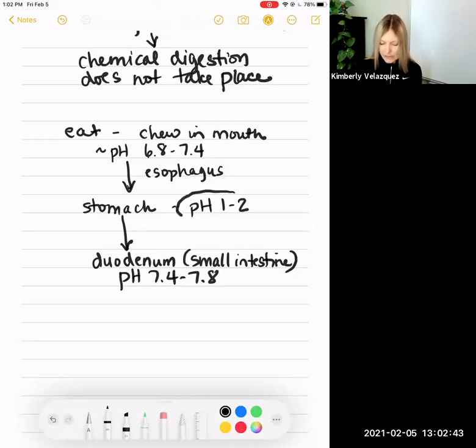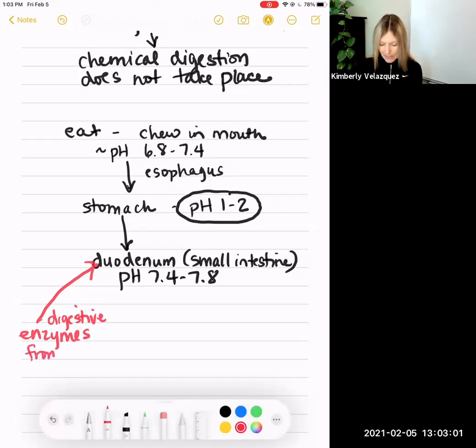So we have this really acidic food now getting dumped into the duodenum. This is where the digestive enzymes come in. Where do these enzymes come from? I'm going to actually write digestive enzymes. These digestive enzymes are coming from the pancreas into the duodenum.